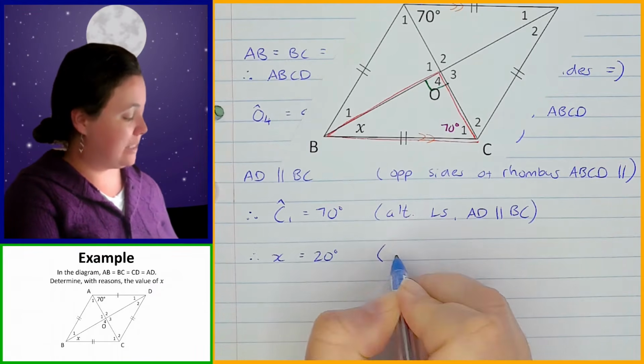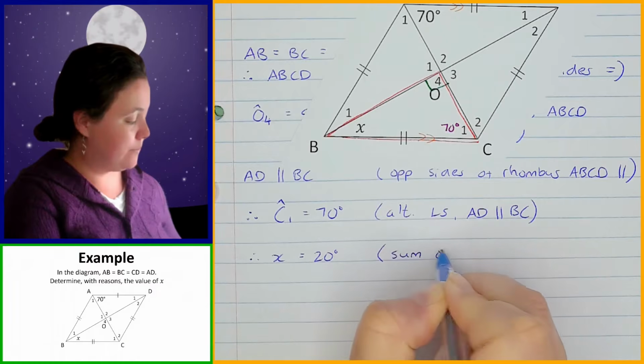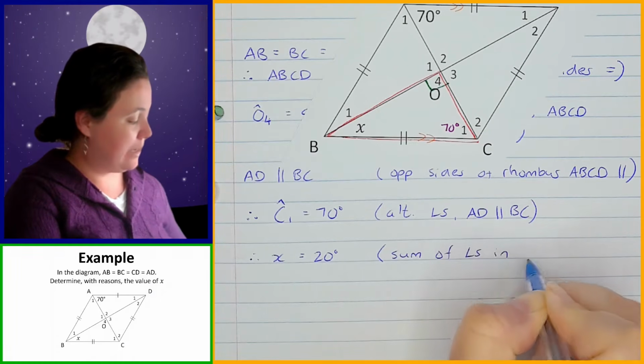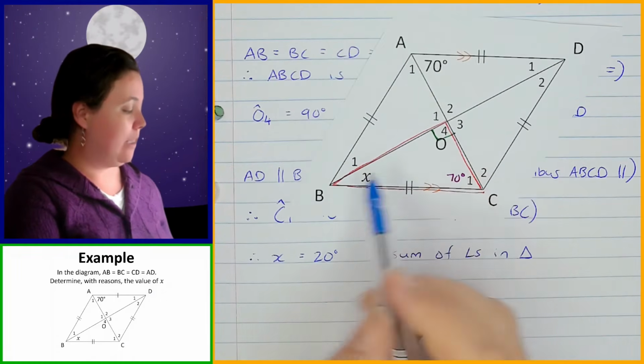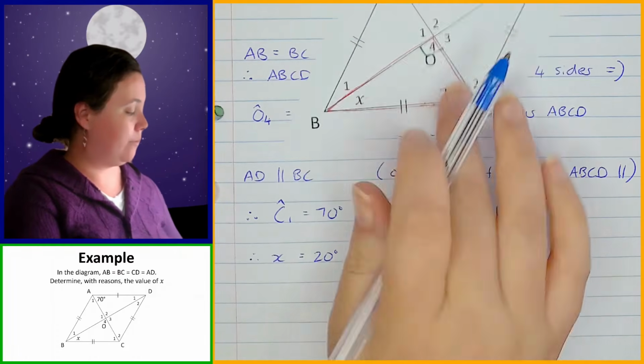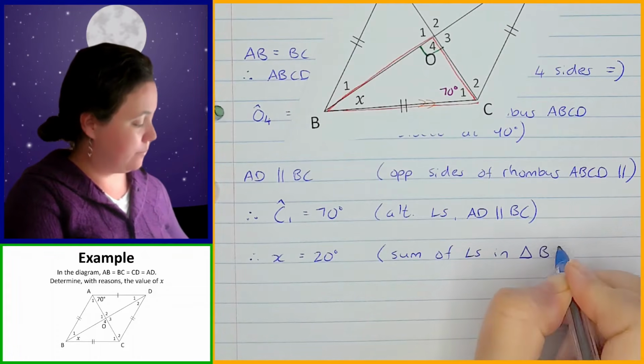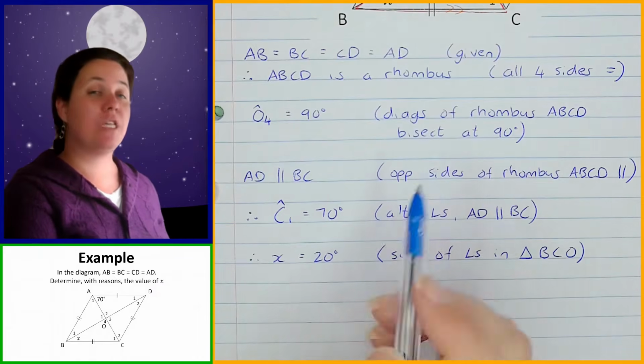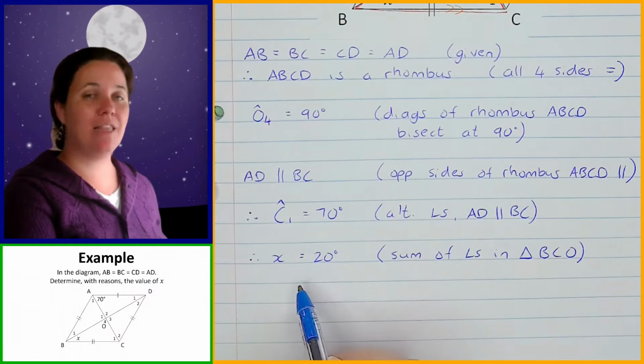And the reason I know that is because of the sum of the angles in triangle BCO. So that's how you can work out the value of x in that example.